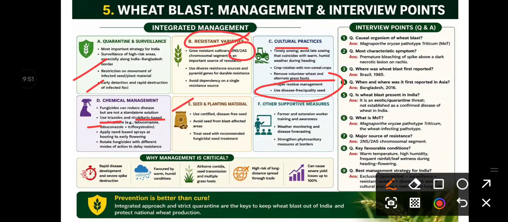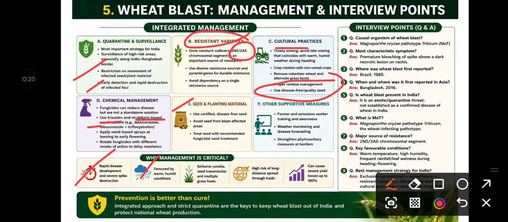Then why are management practices critical? Because this disease develops very rapidly, and severe infection leads to spike destruction, and it is favored by warm and humid climate. See, due to climate change, we are already facing this warm and humid condition, and this warm and humid condition is favoring the disease. That's why it is a major concern.